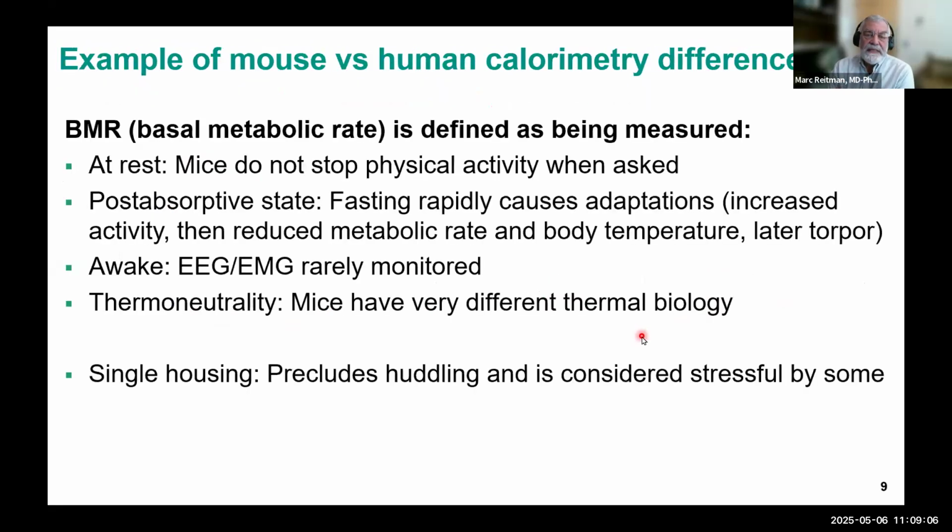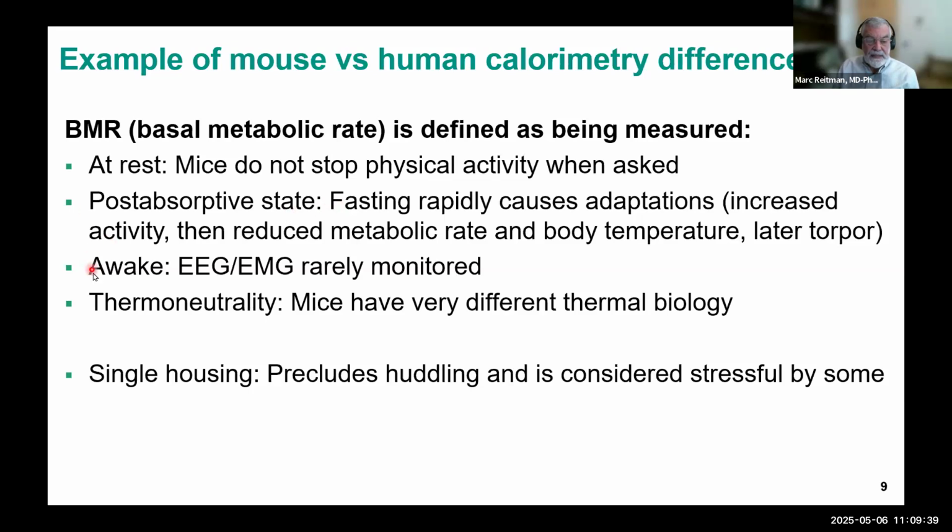So what are some reasons that you have to think differently about mice and humans? And here I just put one example up. We define the basal metabolic rate, which is typically what's reported for humans, as being defined at physical rest. Yet mice do not stop being physically active when you ask them to. BMR is measured in the post-absorptive state, meaning overnight fast. But in mouse, fasting rapidly causes adaptation, such as increased physical activity, followed by a reduced metabolic rate, reduced body temperature, and eventually severely reduced metabolic rate and body temperature and torpor.